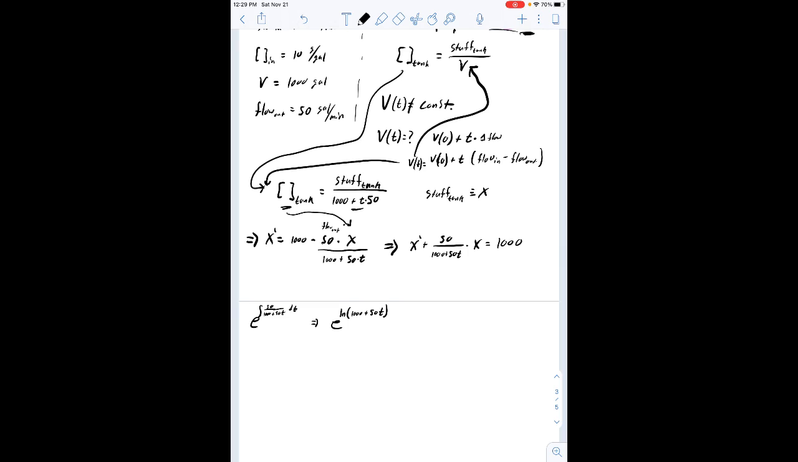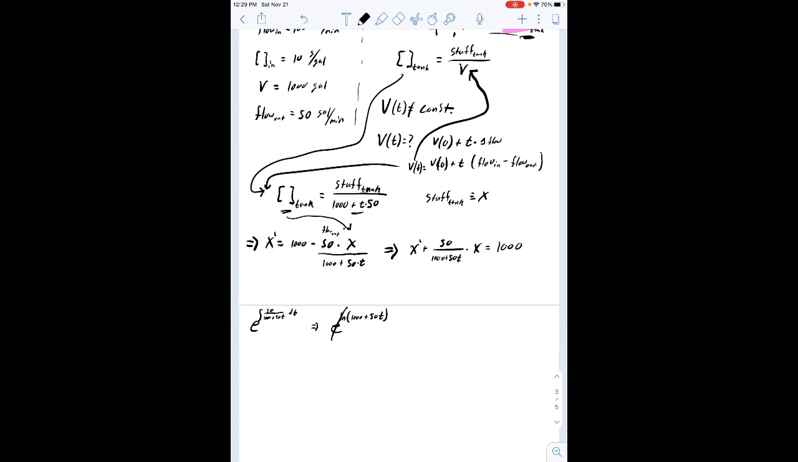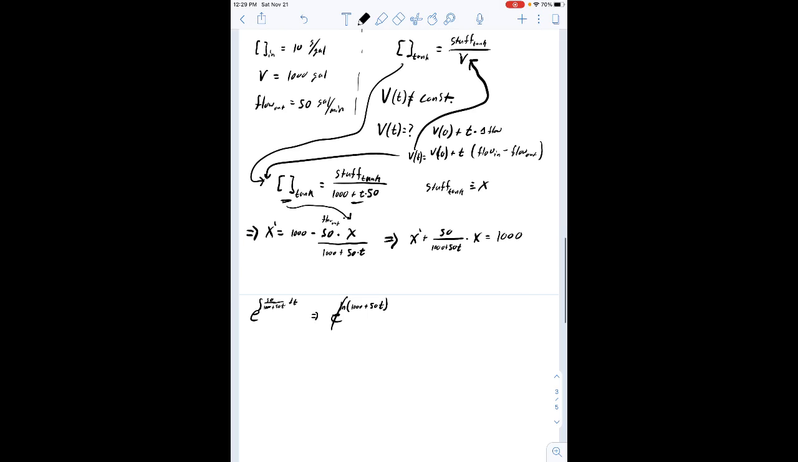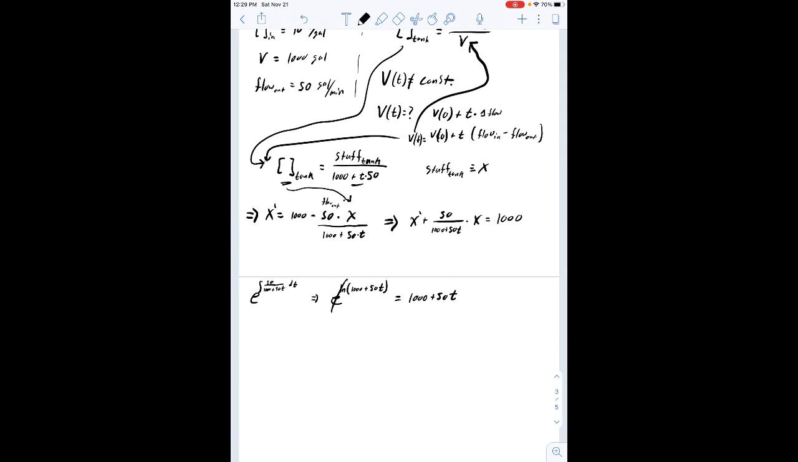Cool. What's really cool is that this e and the natural log cancel each other out. So then we get 1000 plus 50t. Awesome. So we multiply this on each side. So we get 1000 plus 50 times t. I will just copy and paste this from right here, times the group right here.